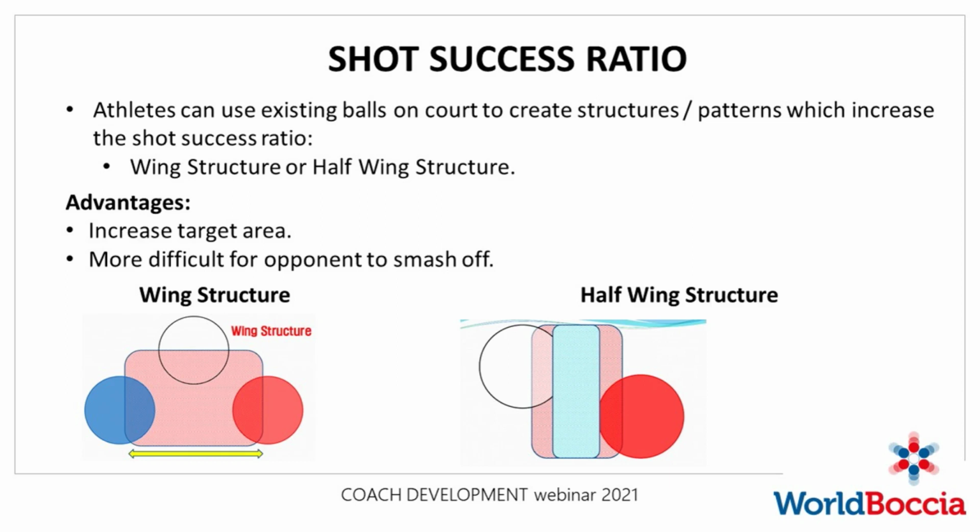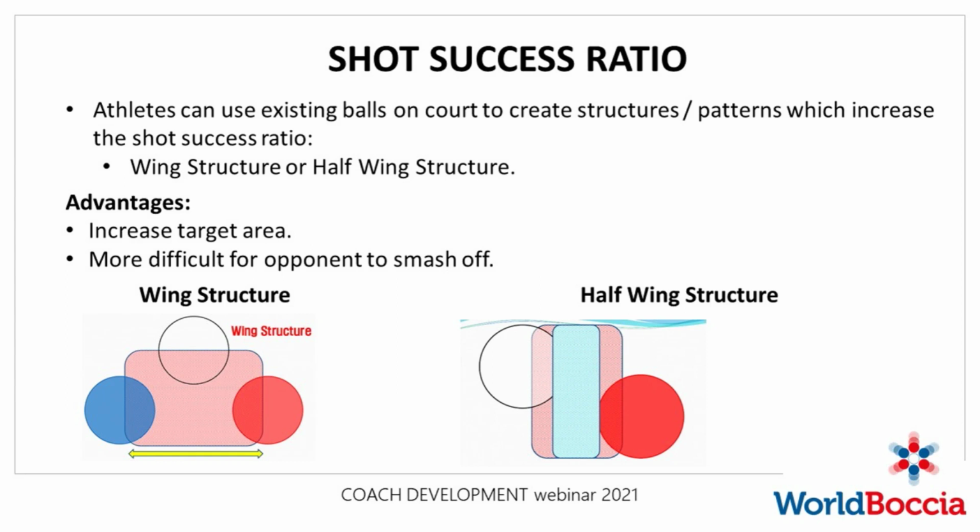Athletes can use existing balls on court to create structures and patterns which increase the shot success ratio. Many of you are probably familiar with these structures, and many of you will probably have different names for these all around the world, depending on where you live and play. But for the purposes of this webinar, we've used wing structure or half wing structure. The advantages of the wing structure or half wing structure are that we increase our target area, and we also make it more difficult for our opponent to smash our ball off once we have our ball in a position.